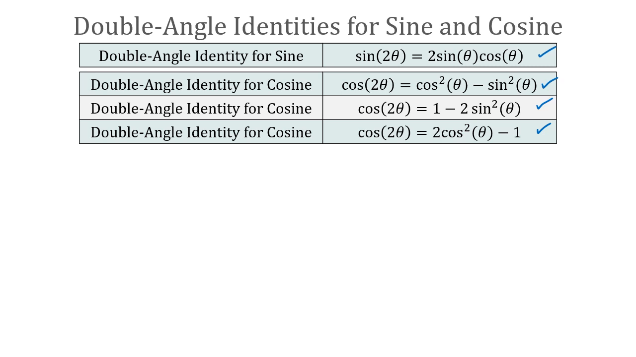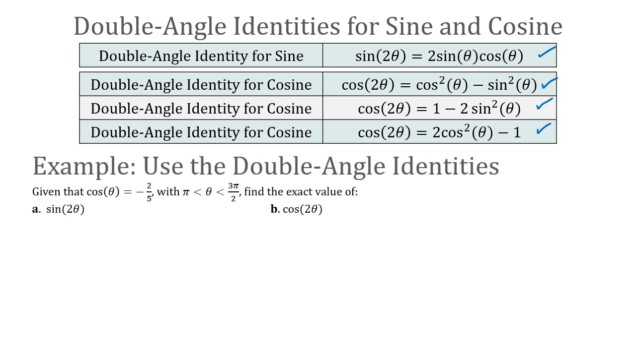So let's try an example and see what we need to do in order to find these double angles. This first example says, given that the cosine of some angle theta is equal to negative 2/5, with theta being between pi and 3 pi over 2, find the exact value of, in part A, the sine of 2 theta, and part B, the cosine of 2 theta.